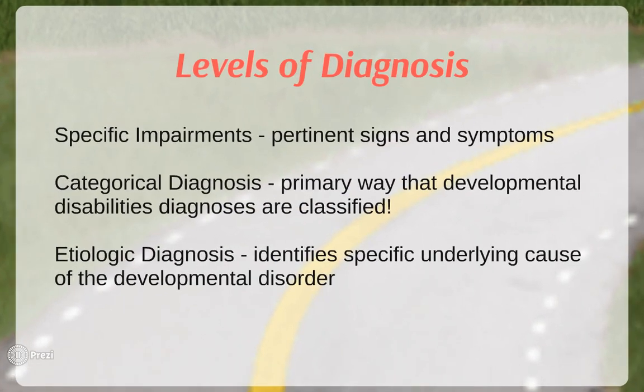Diagnosing is critical in treatment planning, prognostication, and clinical care, as well as identification of resources and research. Most often, diagnosis is described as disorders or symptom cluster syndromes. Even with diagnosis, developmental disorders can have many different causes. The levels of diagnosis include specific impairments, categorical diagnosis, and etiologic diagnosis.